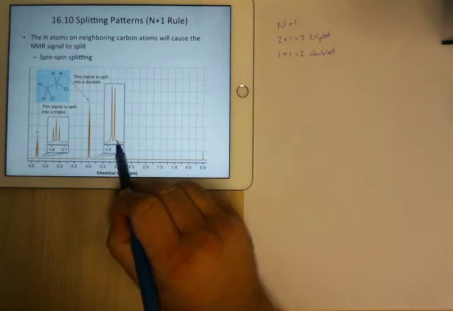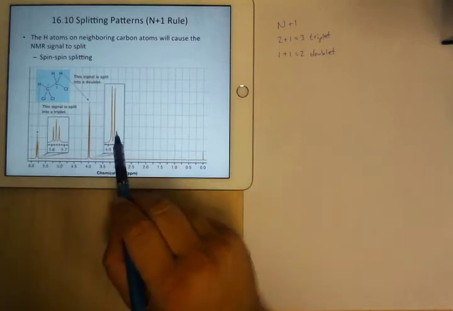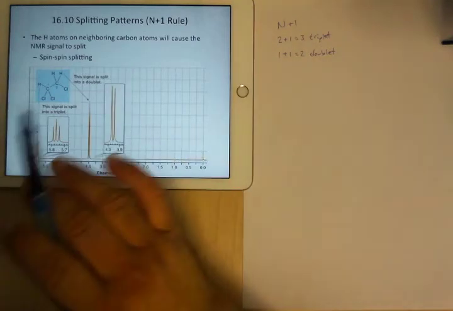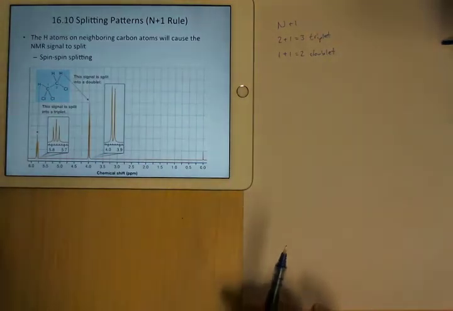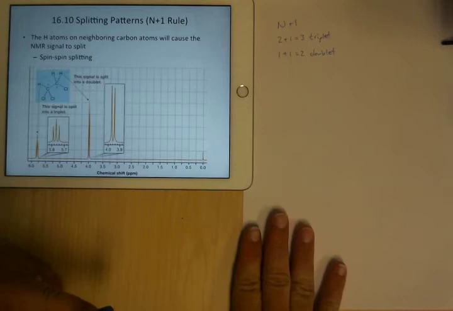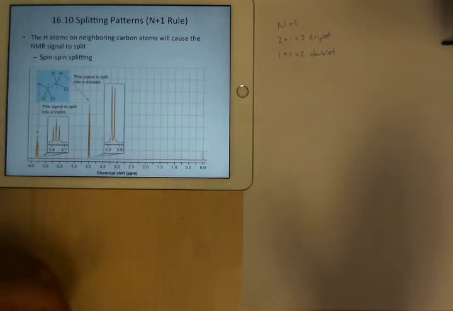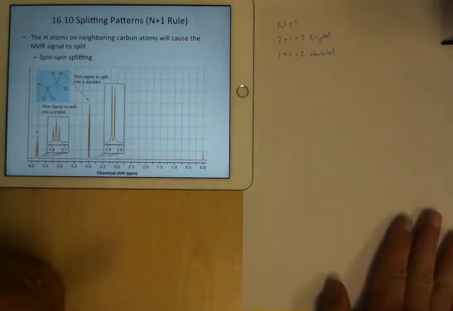Okay, so you have a triplet and a doublet. The integration and the splitting are completely separate, so don't confuse the two. Integration tells you how many hydrogens are on there. Splitting tells you how many are next door.